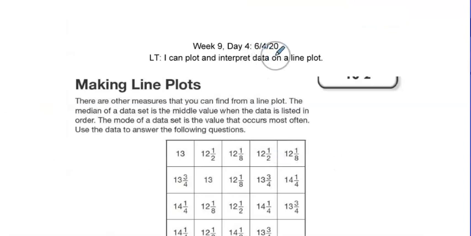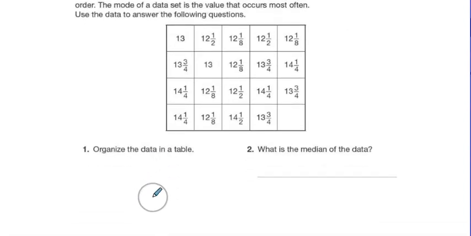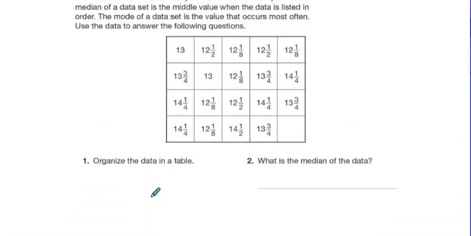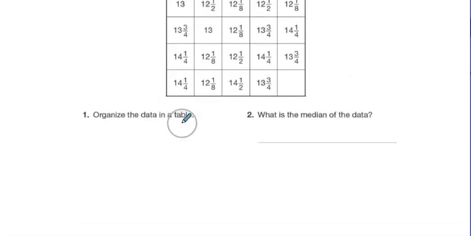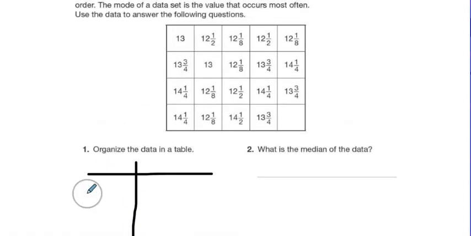On page 11, this is going to be June 4th. And it says organize the data in the table. So by organizing it, you're going to want to create a frequency chart. Okay, so basically this is the number that you have. So you're going to want to figure out what the smallest value is and what the largest value is.